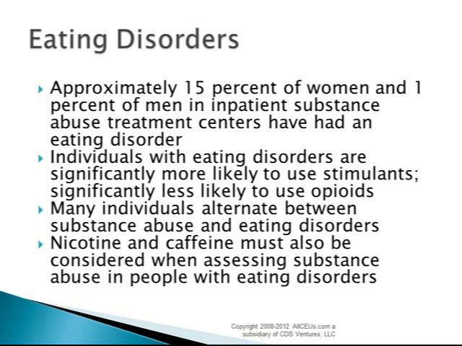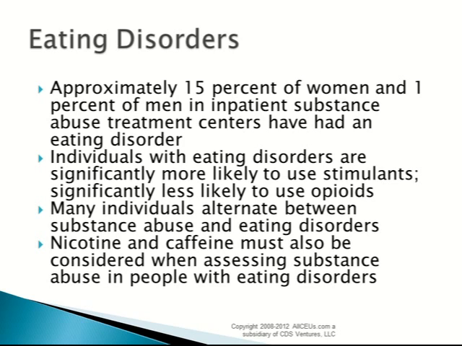Approximately 15% of women and 1% of men in inpatient substance use centers have had an eating disorder. People with eating disorders are significantly more likely to use stimulants and significantly less likely to use opioids. Opioids tend to slow you down, make you constipated. The people that you'll often see are bulimics. You have some anorexics that'll come through, but bulimia is much more common, and there's a much stronger link between alcoholism and bulimia. A lot of people who have both disorders basically alternate. If they're not drinking, they're binging or purging.